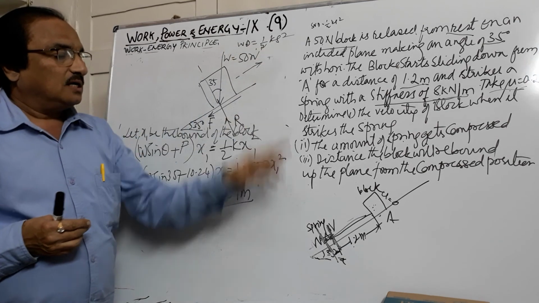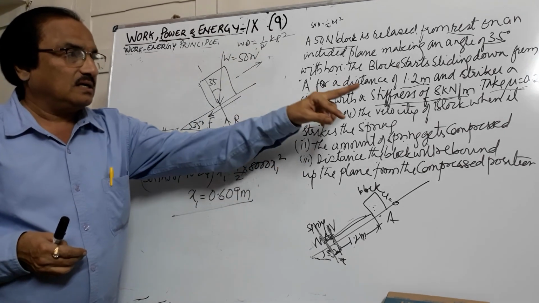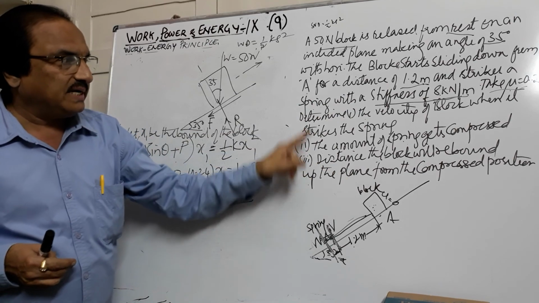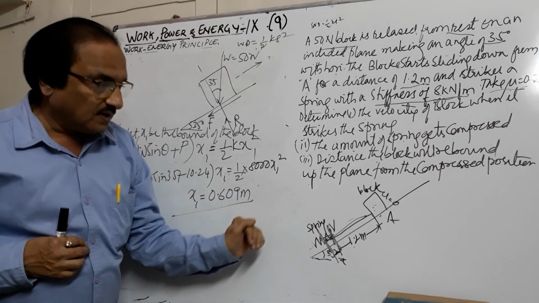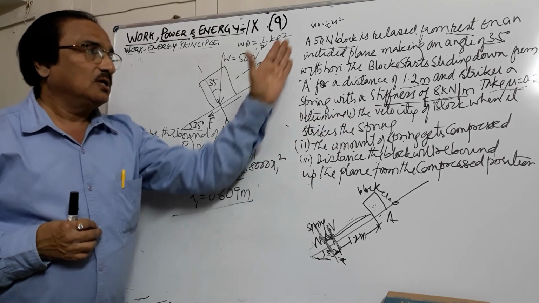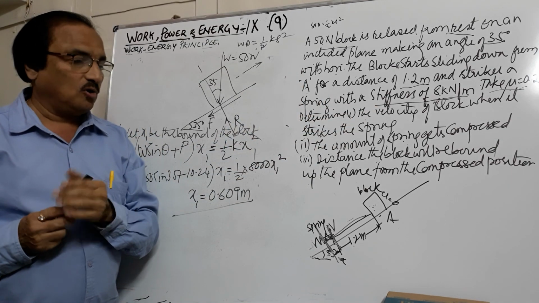So this spring category will cover everything: the velocity with which it will be hitting, after hitting what is the compression that is taking place, and after rebound what is the distance it is moving. So this covers all the types of problem on spring.